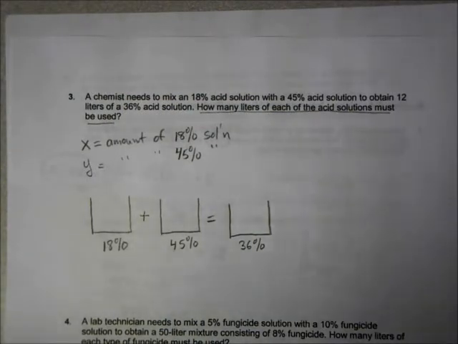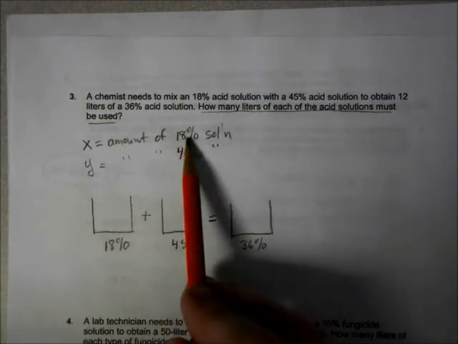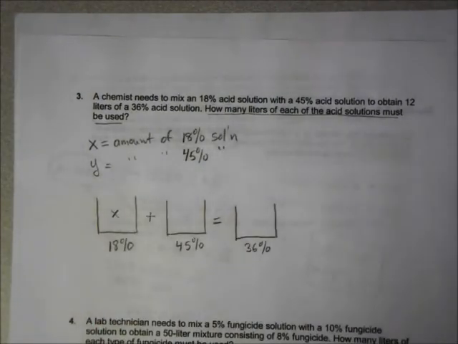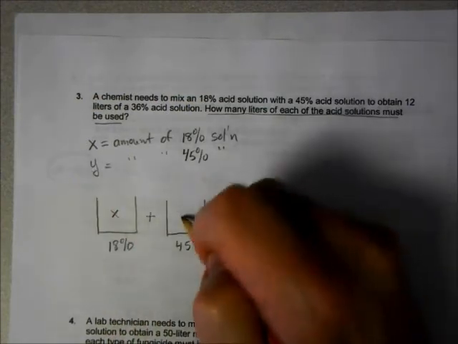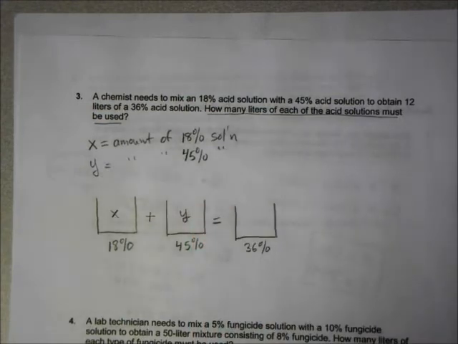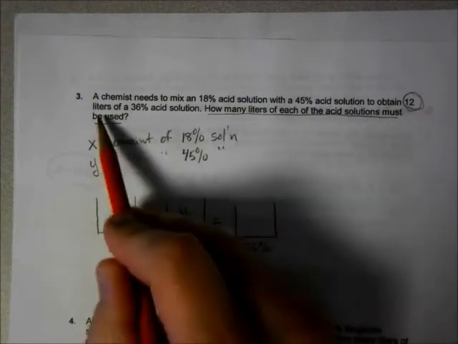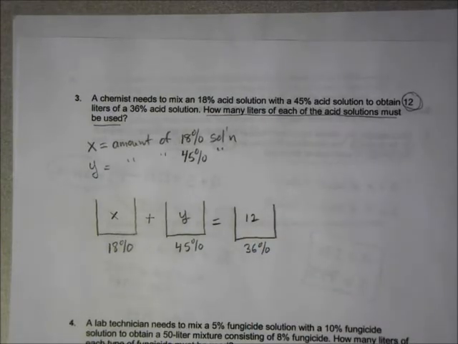Alright, so how much of the 18% solution do I have? I don't know. I called it X. So I put an X right inside there. So that's how much is in that one. Same deal with the 45% solution. I don't know how much is in there. I called it Y. But I do know that when I get all done, I need to have 12 liters of this 36% solution. So that's got to be a 12.